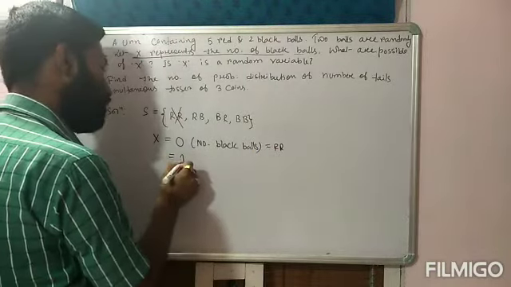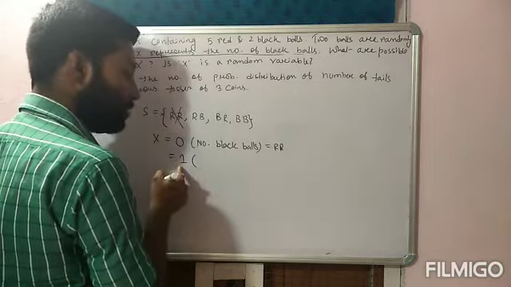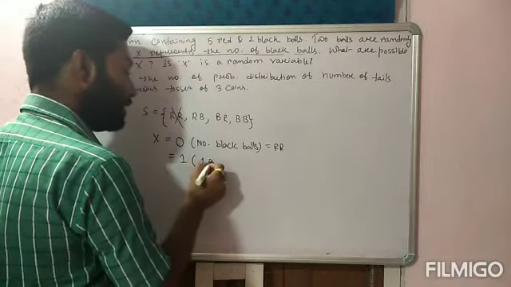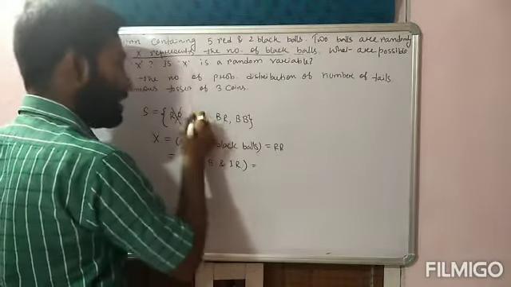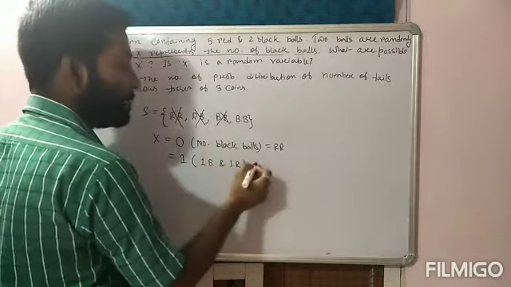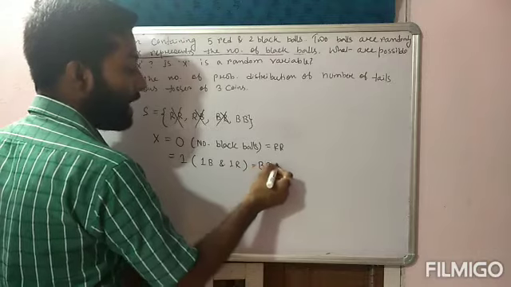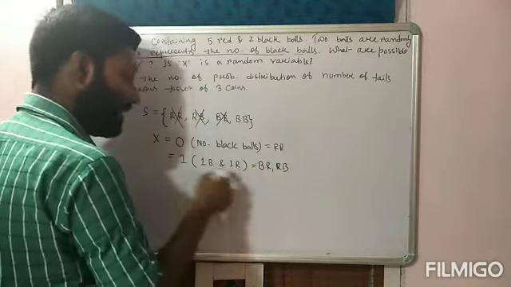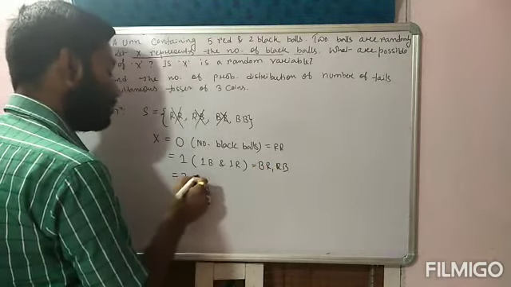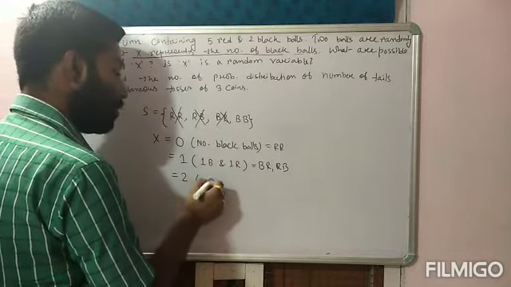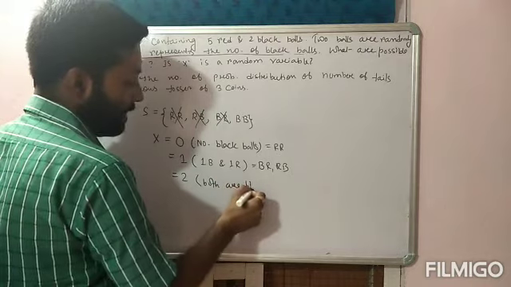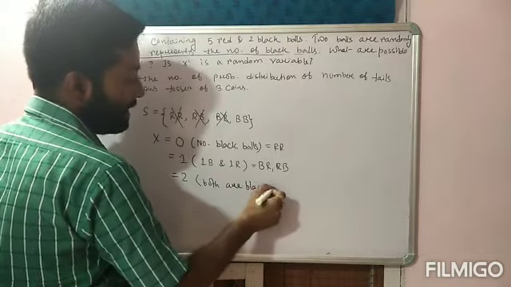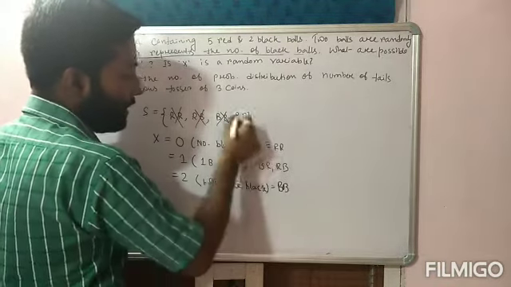Then x equal to 1. What's the meaning of x equal to 1? That means one black and one red ball. ऐसा कोई है? Yes, RB and BR, one red and one black. And x equal to 2, what does it mean? Both balls are black in color. That is BB. हो गया.